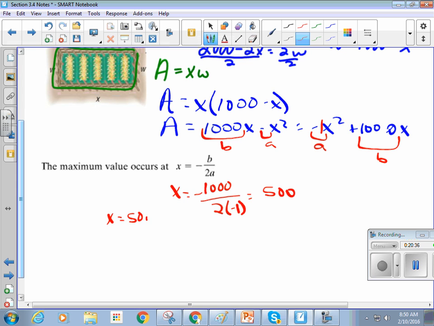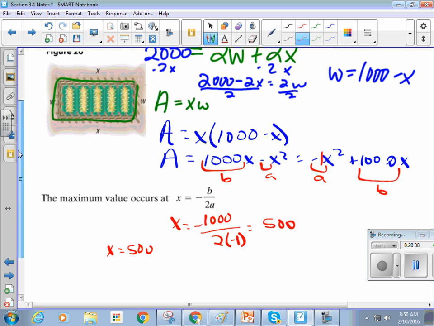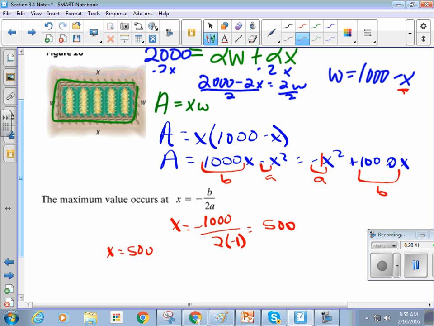do we go back and put that into perimeter to find what W is? We don't even have to go all the way back to perimeter. All we have to do is go to our W equals 1,000 minus X to find out what W is. Which is also 500. Wouldn't this be a square? It will be a square. The maximum area for our rectangular field is going to be a square. X is 500. W is 500. And let's put yards. So we know at the end of the day what we're talking about.